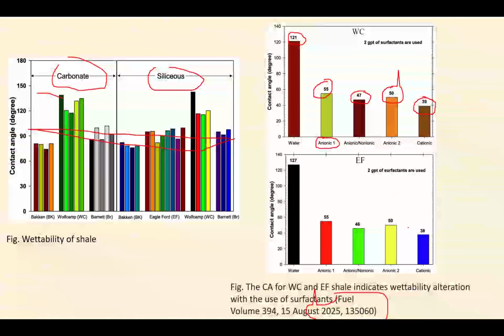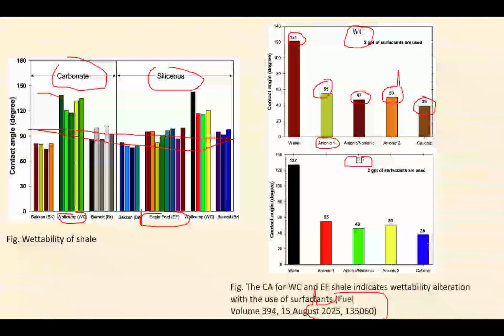39. And there are some other cases. There are two different cases taken here. You can see this WC means Wolfcamp rock, and this is the EF. EF is the Eagle Ford formation particularly. And here also there is a significant reduction.